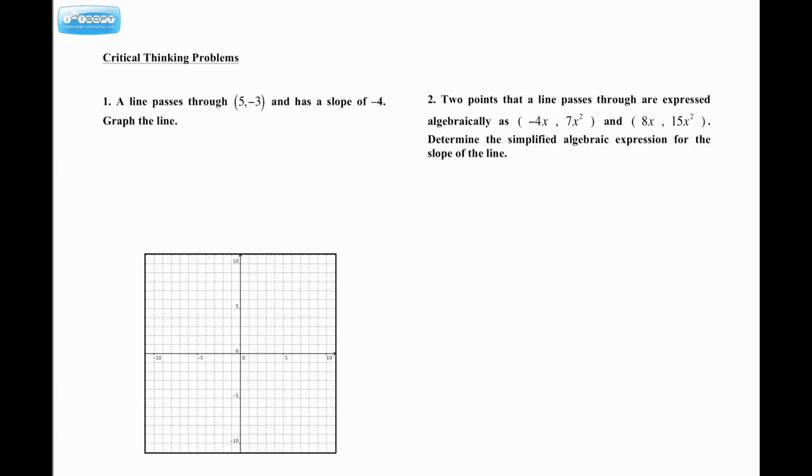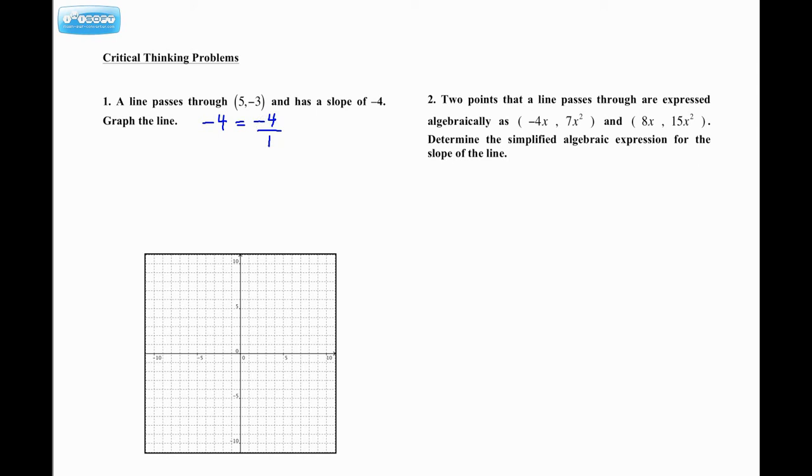All right, moving on to some critical thinking problems. First off, we have a line, and we are told it passes through x equals 5, y equals negative 3. But we're told that its slope is negative 4. Well, if you're wondering what that means in terms of rise over run, remember that negative 4 mathematically is the same as negative 4 over 1. Okay, so you can think of your rise as negative 4 and your run as positive 1.